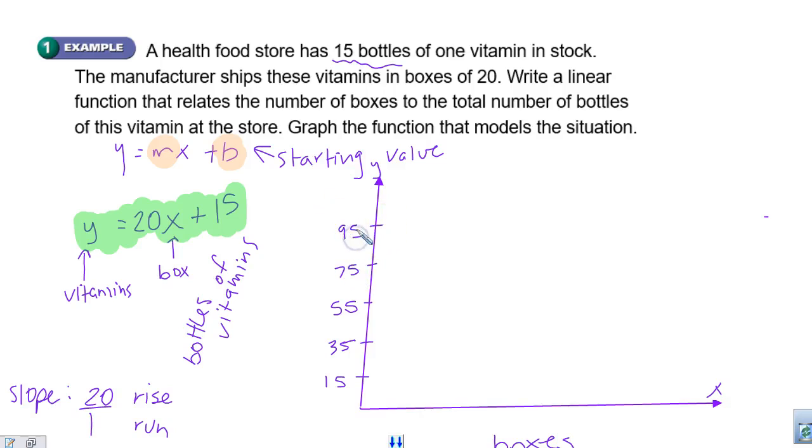95. Good. So do you guys see why I chose to go up by 20? My slope is 20. I'm rising up 20. So it's going to be really easy for me to rise 20. I'm just going to go up one line. What's my run? 1. So guess what I want my boxes to be? 1, 2, 3, 4. So since I'm running over 1, I just want to be able to run 1. I want my run to be 1.